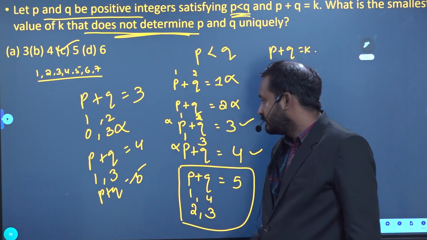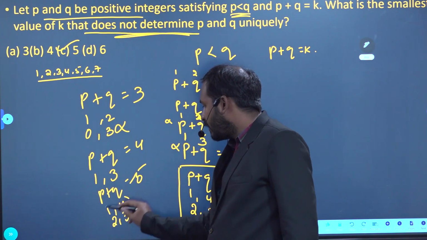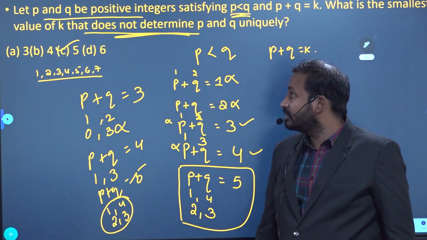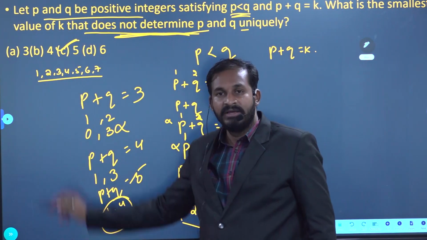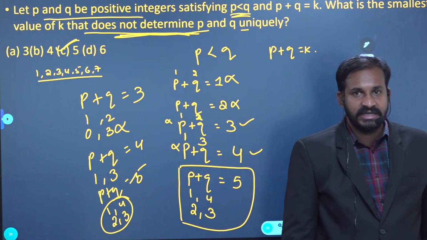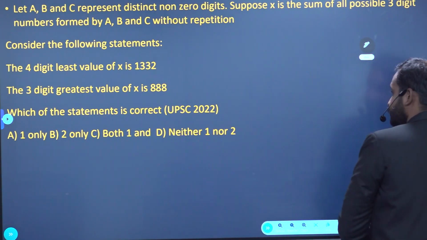Next, p plus q as 5. What can I take? 1 and 4, 2 and 3. So I have multiple answers for p and q, right? So it is not determining p and q uniquely. So my answer is 5. In this manner, you are going to solve the questions.